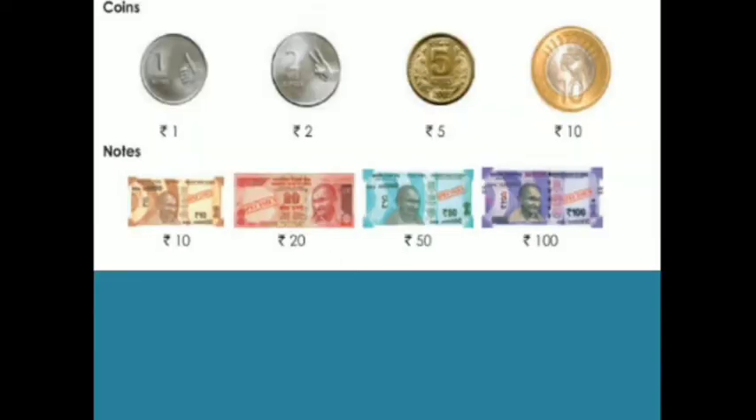Coins. So we have 1 rupee coin, 2 rupees coin, 5 rupee coin, and 10 rupees coin. All these coins you have seen, right, children? Mama must have given you 1 rupee to buy a chocolate, or 2 rupees to buy a pencil, then 5 rupees and 10 rupees to buy bigger things, which is useful for us.